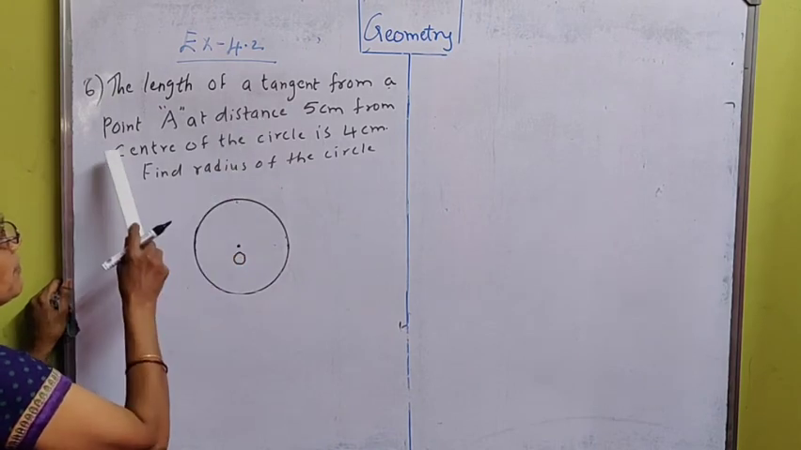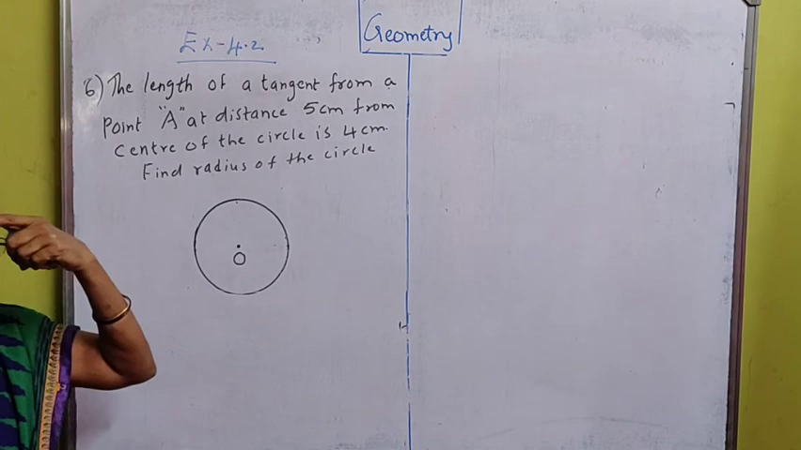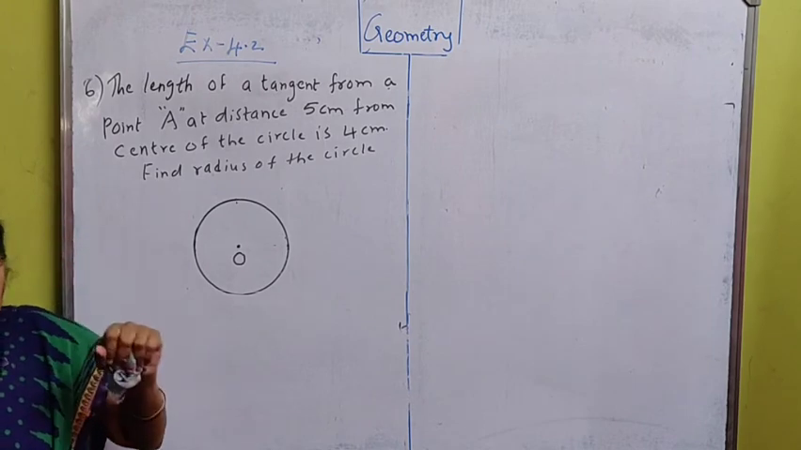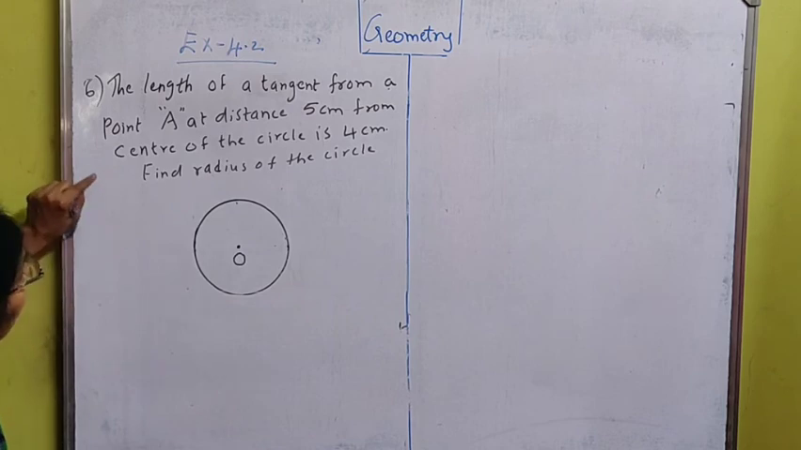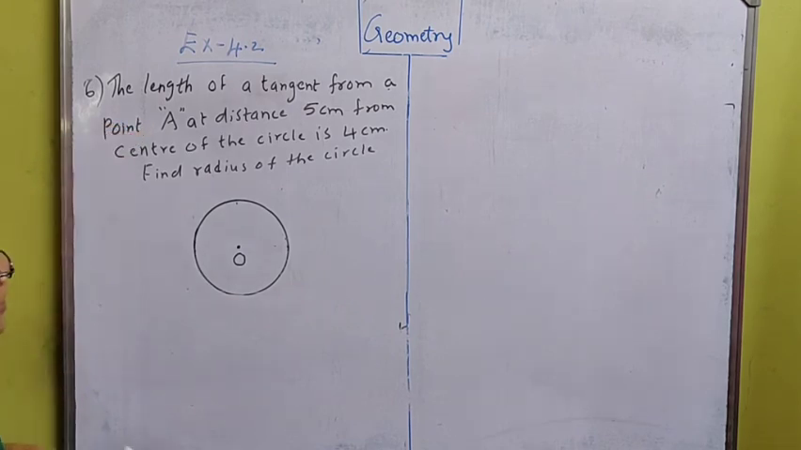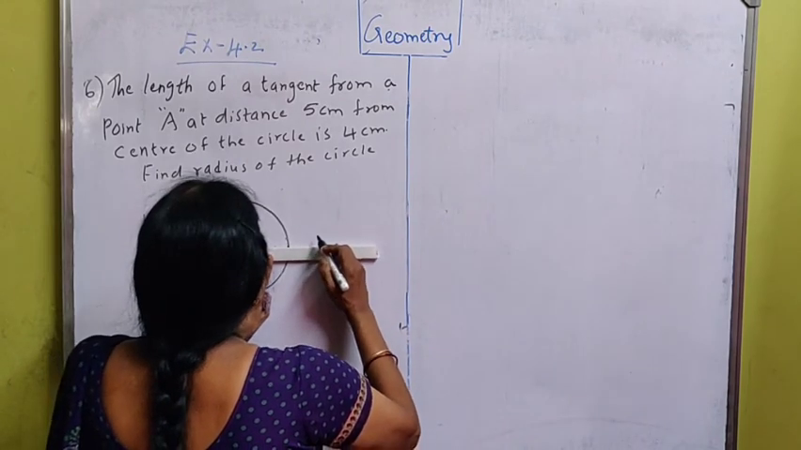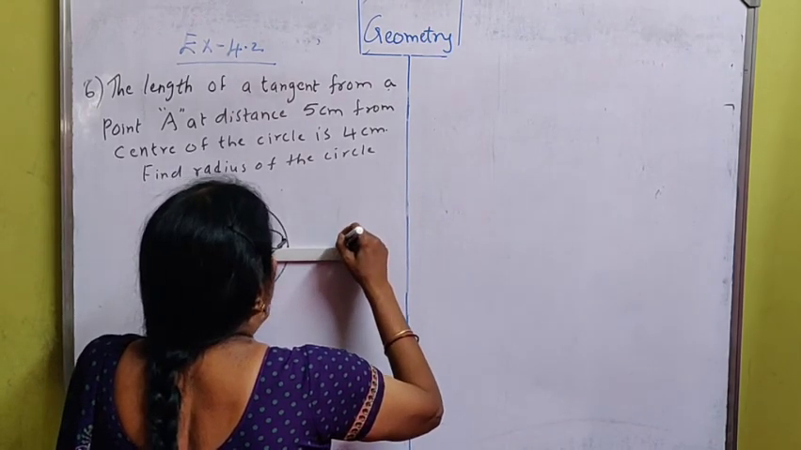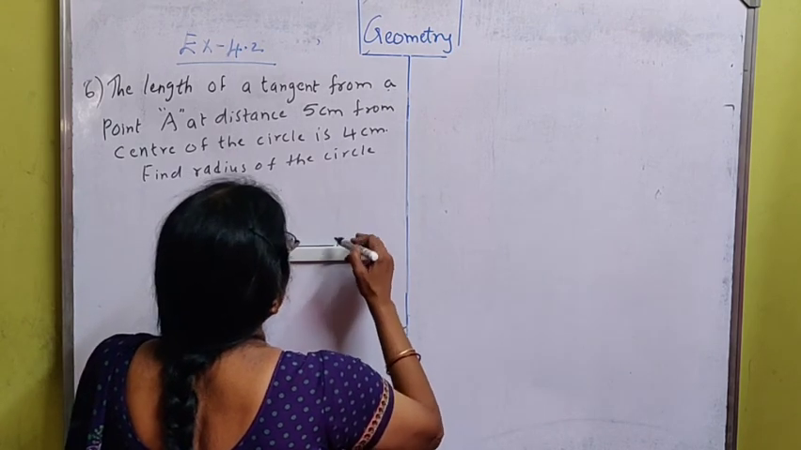The distance between the center and the circle is given as 4 centimeter. You have to find out what is the radius. So what is given? Point A is given outside the circle. So let us take point A outside the circle.